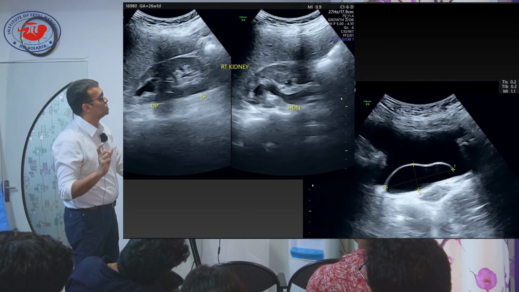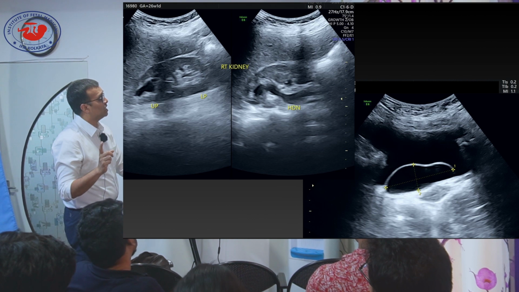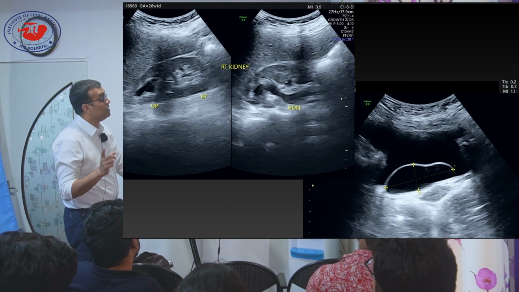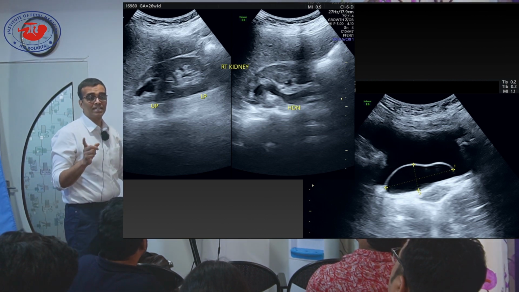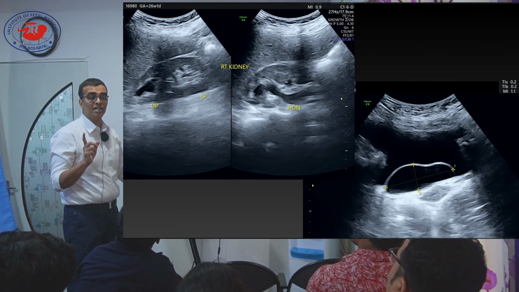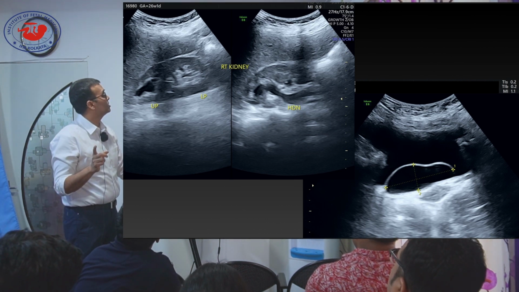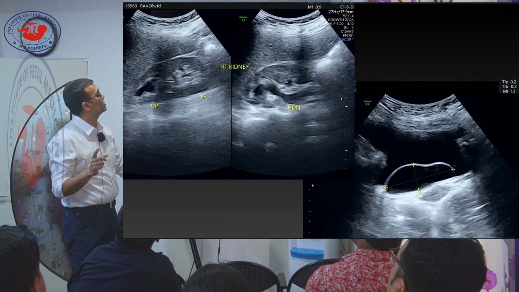whenever there is ureterocele, look at the kidney, and mostly the upper pole moiety will show you a dilated collecting system. If your lower pole is showing a dilated collecting system, then it is mostly because of reflux. It's mostly because of the reflux. This is again the ureterocele. That's the measurement of the ureterocele and the ureter.